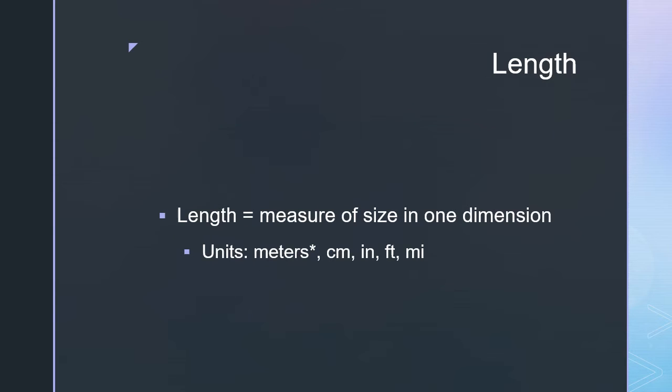One of the 7 base units is length, which is a measure of the size in one dimension. So for example, the length of a table or the length of a football field. Units for this would include things like meters, centimeters, inches, feet, miles. All of these are measurements of length. The official Système International base unit for this, however, is the meter.